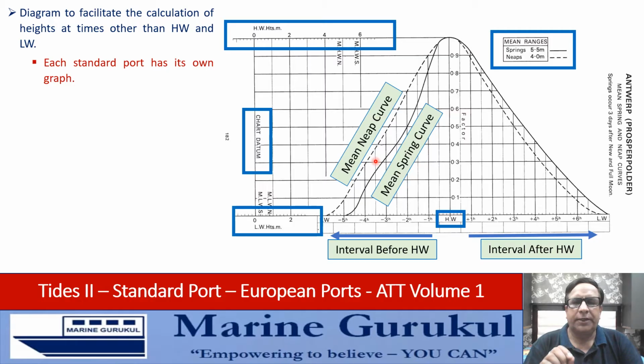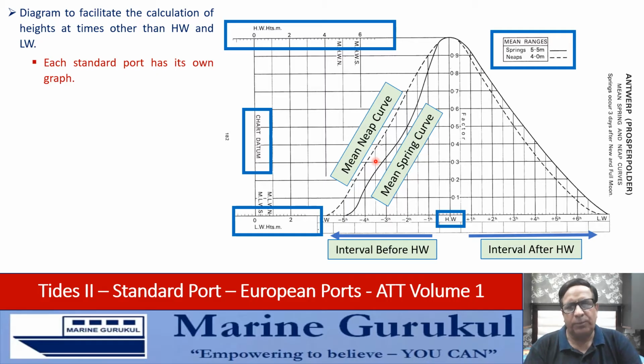But if the range in question is higher than the spring range, or the range is lower than the neap range, extrapolation is not allowed. So if the range is higher than the spring range, you will use the spring curve. If the range is lower than the neap range, you will use the neap curve. So you will neither go outside of the neap curve on the lower side, nor shall you go on the higher side of the spring curve.